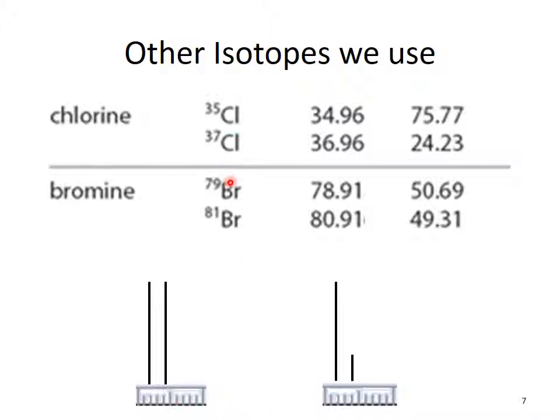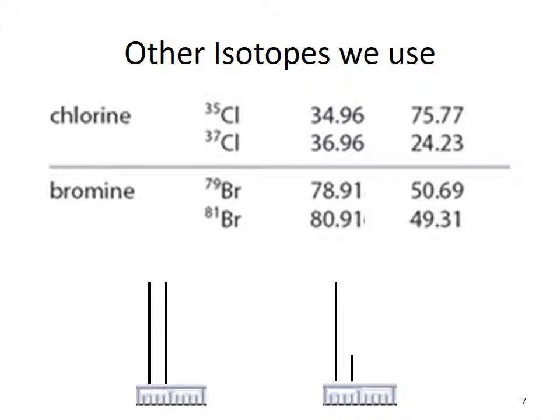Likewise, bromine has two isotopes, 79 and 81, and they're present in roughly equal amounts. It's 50-50 essentially. So what we see are two equal peaks that are M and M+2. So those flags, we get that information from them.